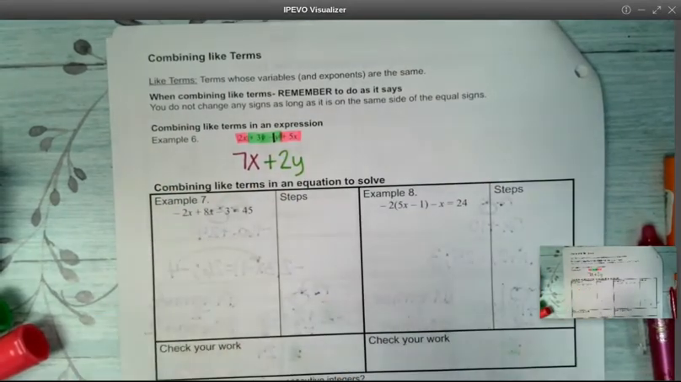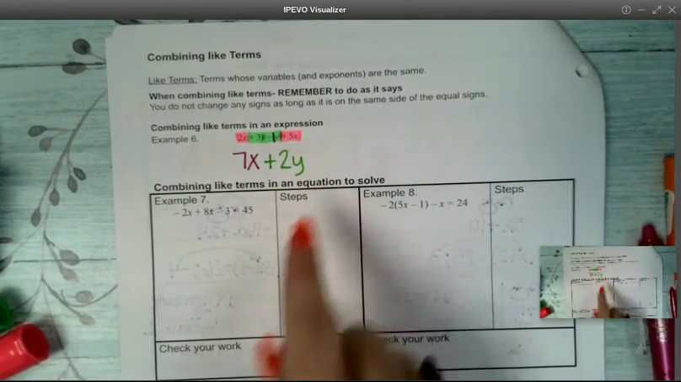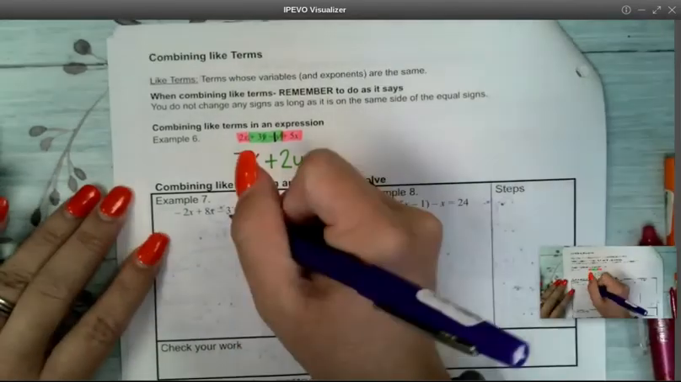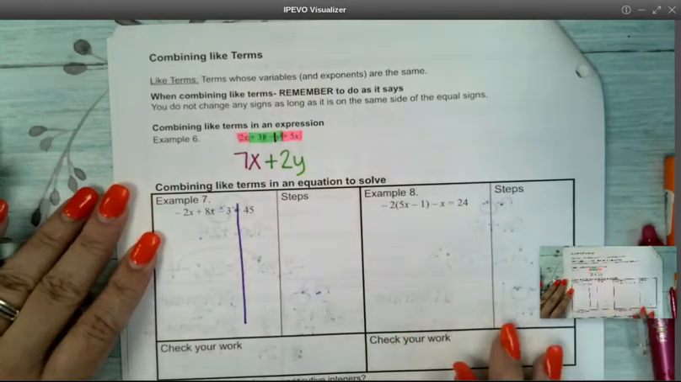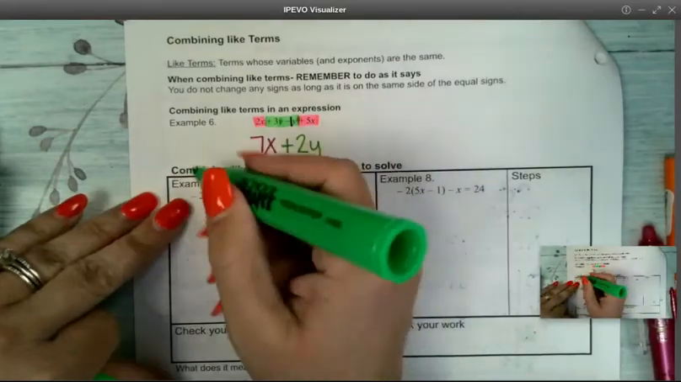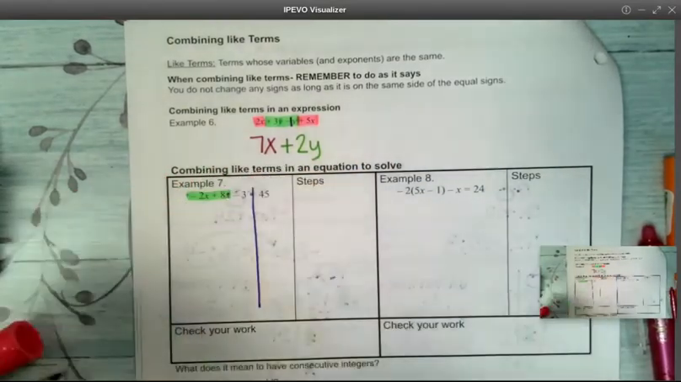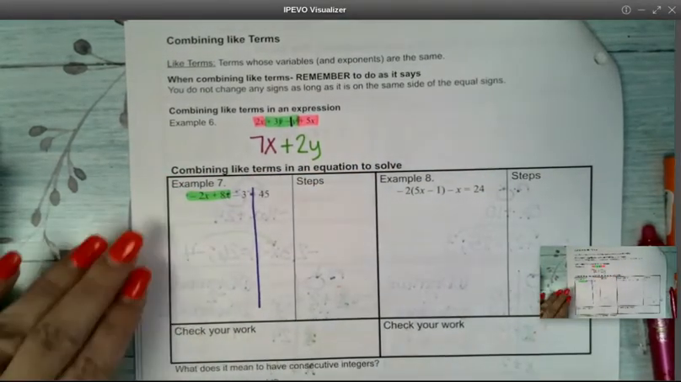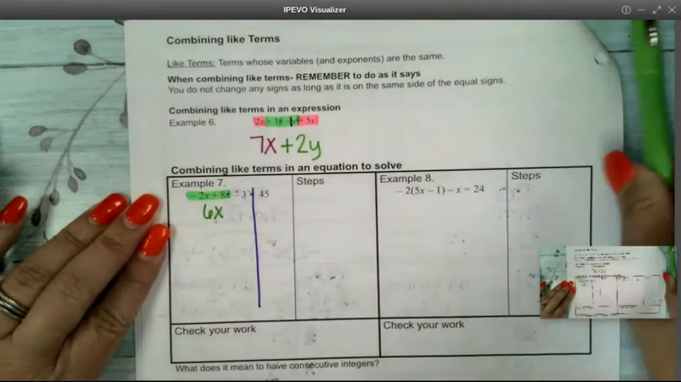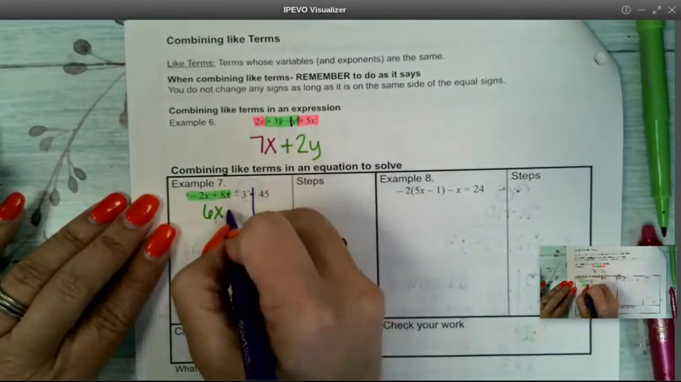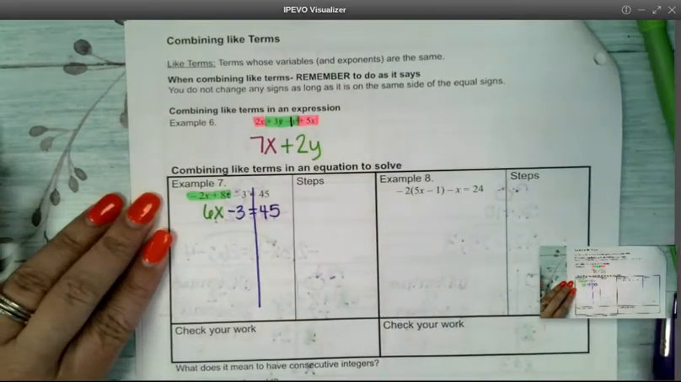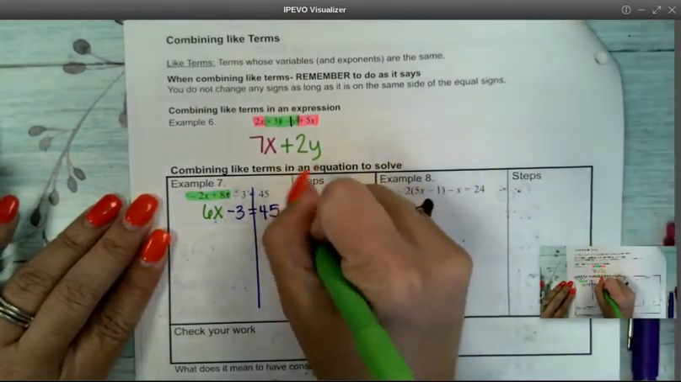Now we're going to look at combining like terms in an equation. So we're going to actually solve for the variable in this problem. If you go ahead and draw the line down the equal sign, we're going to identify our like terms. And in this case, they both are x's, and they're side by side. They do not always have to be side by side. But we're going to go ahead and put those together. Negative 2 plus 8 is a positive 6x. Then we're going to just drop down everything that's not highlighted because we didn't do anything with it. And that step is called combining like terms.